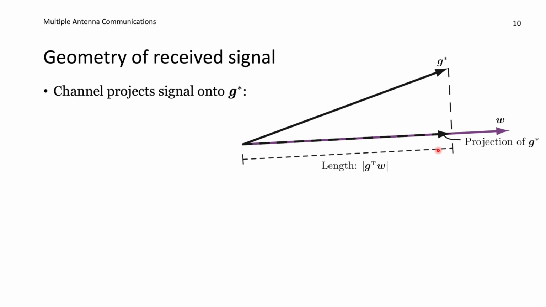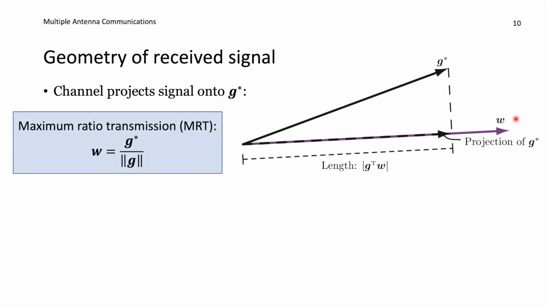So if we are transmitting something in a direction that is not fully aligned with G conjugate, well then that extra energy that is pointing in the wrong direction will just vanish over there. It will never reach the receiver. So for that reason, the best precoding is maximum ratio transmission, defined like this. W should point in the same direction as G conjugate, and since it needs to be a unit norm or unit length vector, we are dividing with the norm of G.